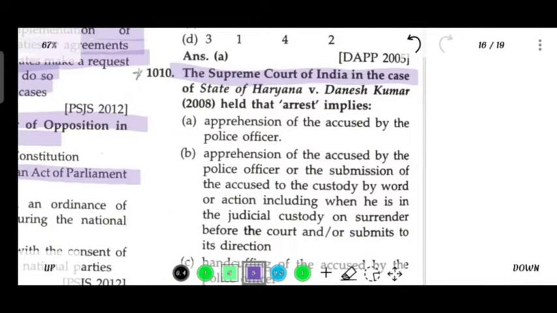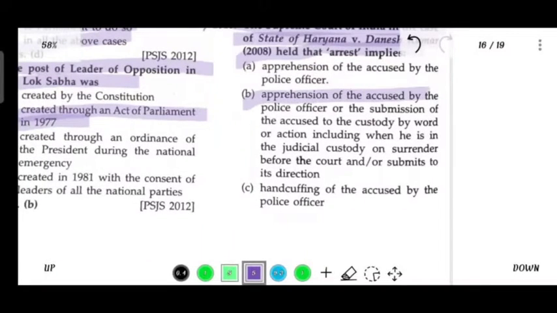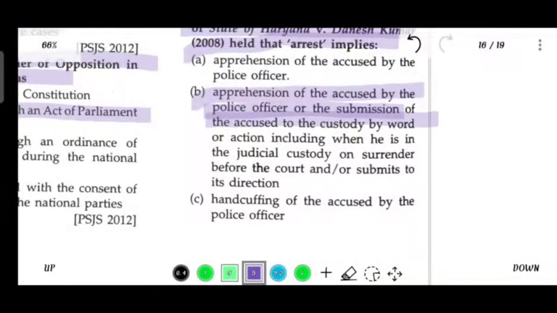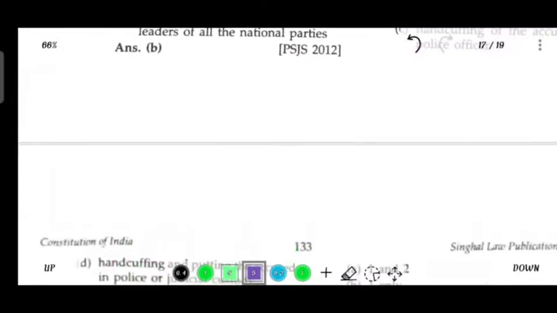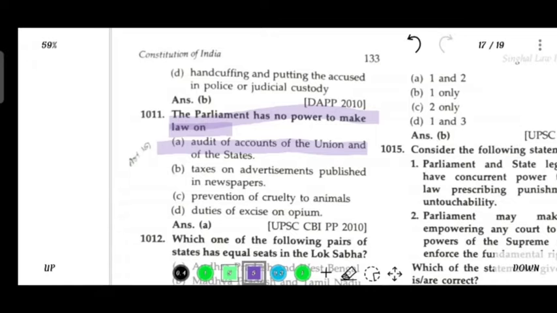The Supreme Court of India in the case of State of Haryana versus Dinesh Kumar 2008 held that arrest implies apprehension of the accused by the police officer, or the submission of the accused to the custody of the law, and custody includes when he is in judicial custody and surrenders before the court and submits to its direction. Parliament has the power to make law for audit of accounts of the Union and of the states.